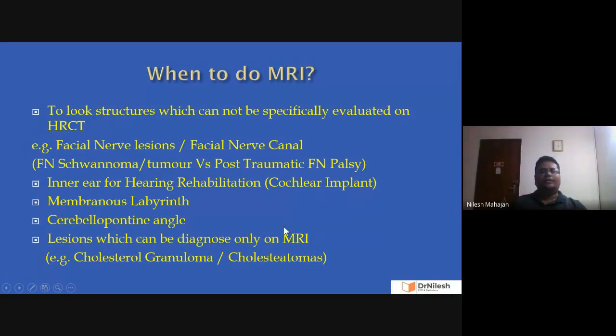And then lesions which can be diagnosed only on the MRI, like cholesterol granuloma. You do the T1 sequence, it will give you a hyperintense shadow. It is the cholesterol granuloma, which can be easily diagnosed and picked up by MRI, or cholesteatomas using the diffusion weighted imaging.